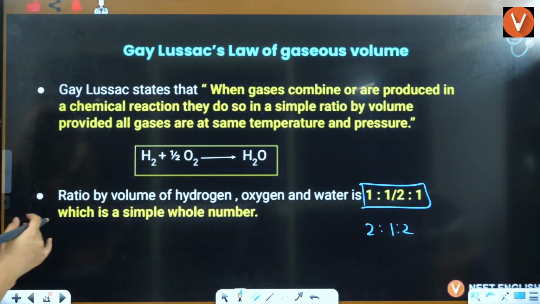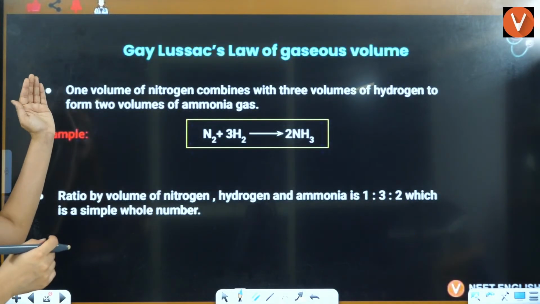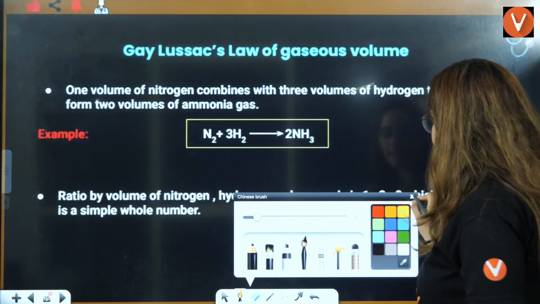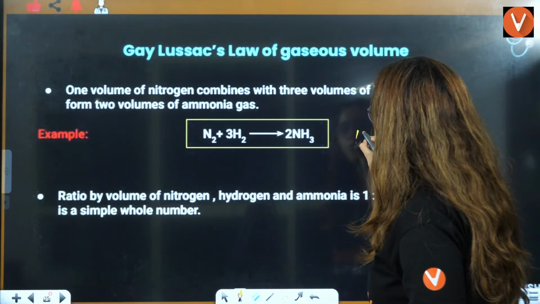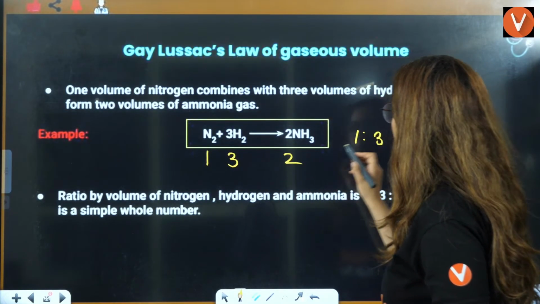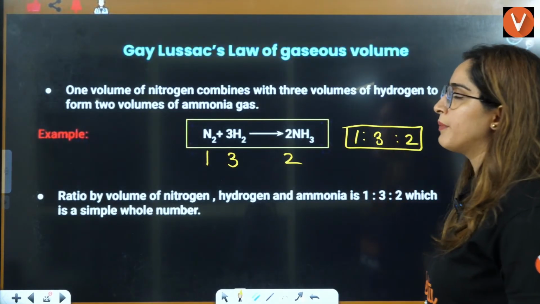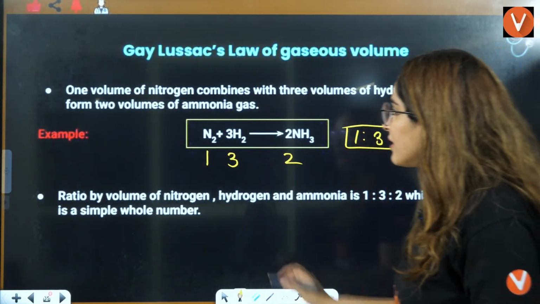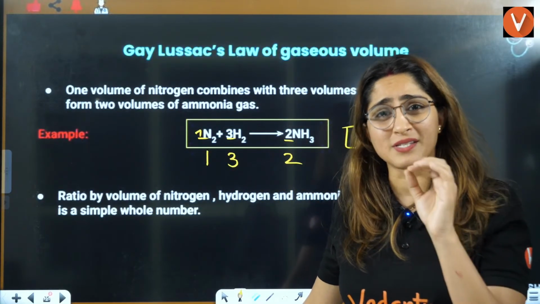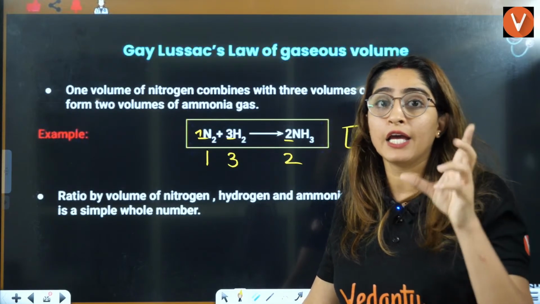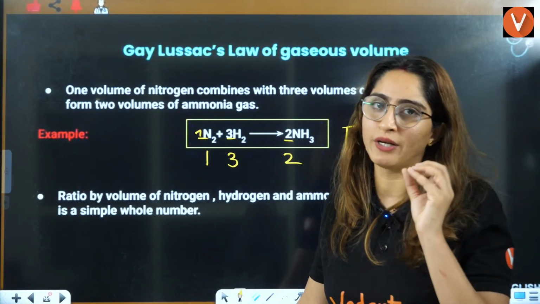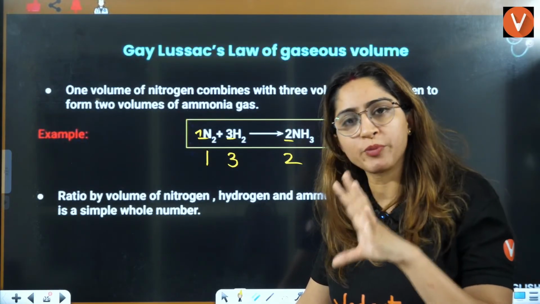Yes, everyone? Got it? Now, another example is Haber's process, where one volume of nitrogen reacts. All of these are gases. So here also the ratio is 1 ratio 3 ratio 2, which is also a simple whole number ratio. Now, this 1, this 3, this 2 represents the volume only, right? If you're thinking about volume, this also represents the mole. This we will study in stoichiometry in this chapter only.